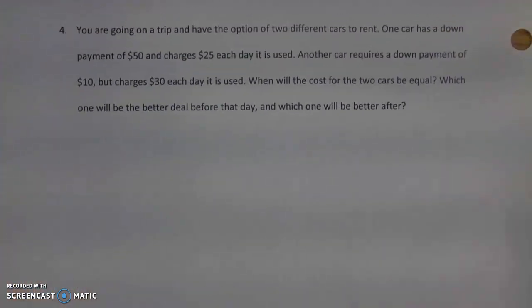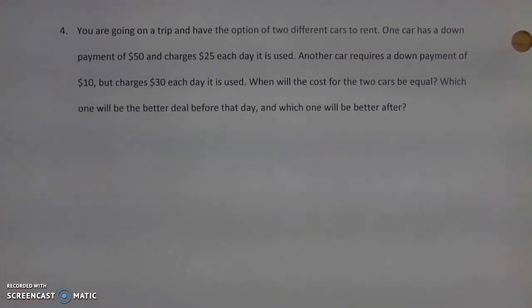But we still have other situations to deal with, so let's look at one of the bigger problems. So you're going on a trip and you have an option of two different cars to rent. One car has a down payment of $50 and charges $25 each day it's used. Another car requires a down payment of $10 but charges $30 each day it's used. When will the costs for the two cars be equal, and which will be the better deal before that day, and which one will be better after?